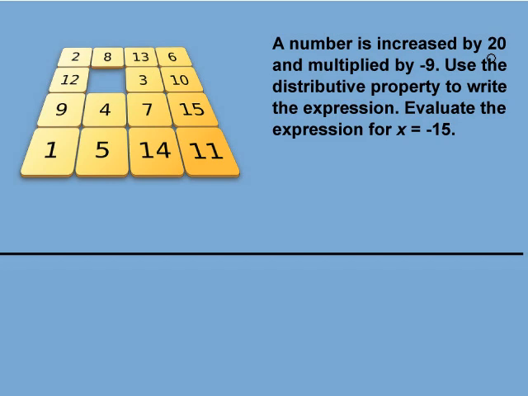Since we don't know which number, we designate it as x. This number is increased by 20, so we write x plus 20. This sum, or the entire expression, is multiplied by -9. So we enclose the expression in parentheses and multiply the whole expression by -9, as shown here. This is the mathematical equivalent of this verbal expression.